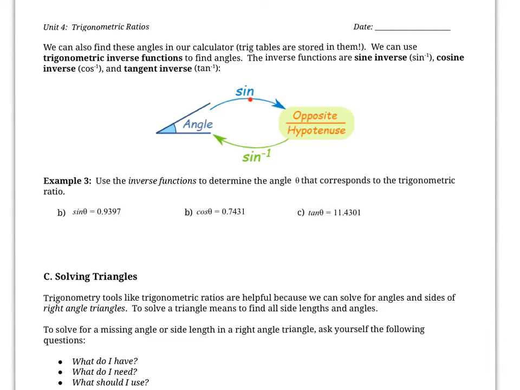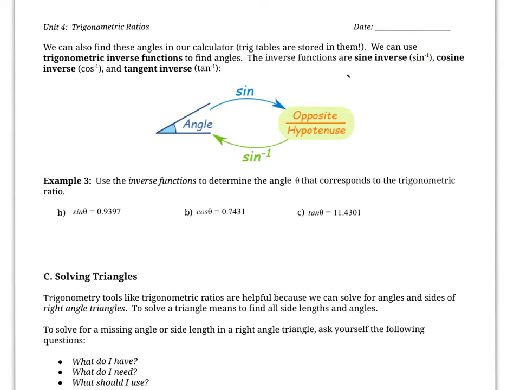So if you take the sine of an angle, for example, it gives you a ratio. But if you take the ratio and you apply sine inverse to it, it undoes whatever sine did and brings us back to the angle. So sine inverse just undoes the sine function. Cosine inverse just undoes the cos function, and tangent inverse undoes the tan function. So they just go backwards.